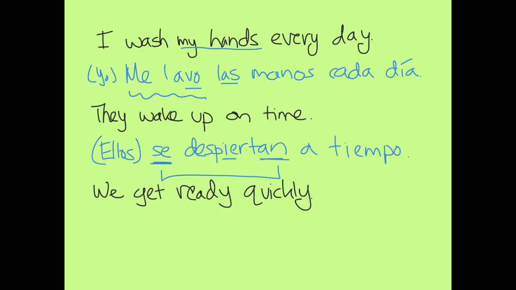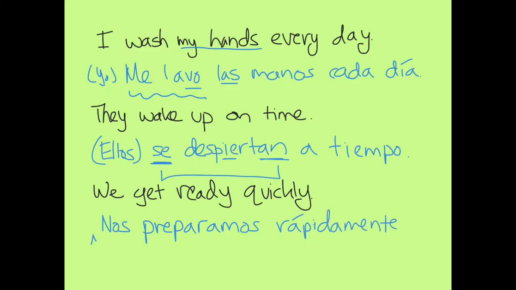Then we get ready quickly. Nos preparamos rápidamente. Of course I could put nosotros here if I wanted to beforehand, but it's not necessary. Nos preparamos is we get ready, like we prepare ourselves quickly. No one's getting us ready. We're doing the action ourselves, to ourselves. And that's what makes it reflexive and why it requires this nos before the conjugation.